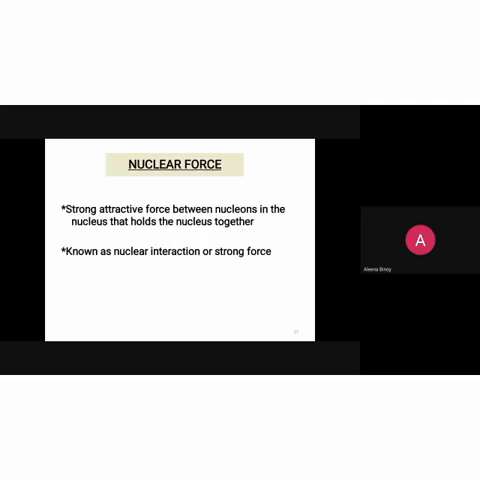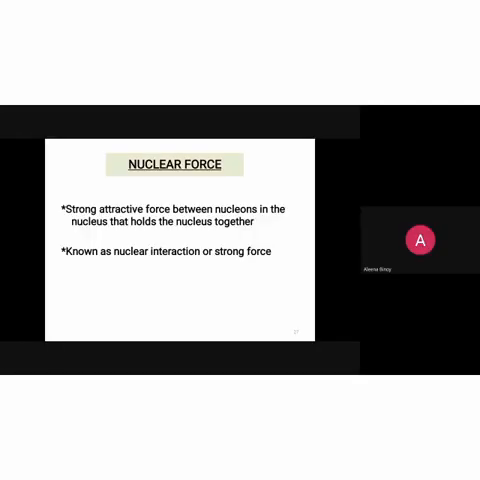Next slide, please. So nuclear force is a strong attractive force between nucleons in the nucleus that holds the nucleus together. It is also known as nuclear interaction or strong force, and it binds protons and neutrons into the atomic nucleus. We know that molecules are made up of atoms, and there exist chemical bonds that hold atoms together in a molecule. It is said that the nuclear force is about 10 million times stronger than this chemical bonding that holds atoms together in molecules.